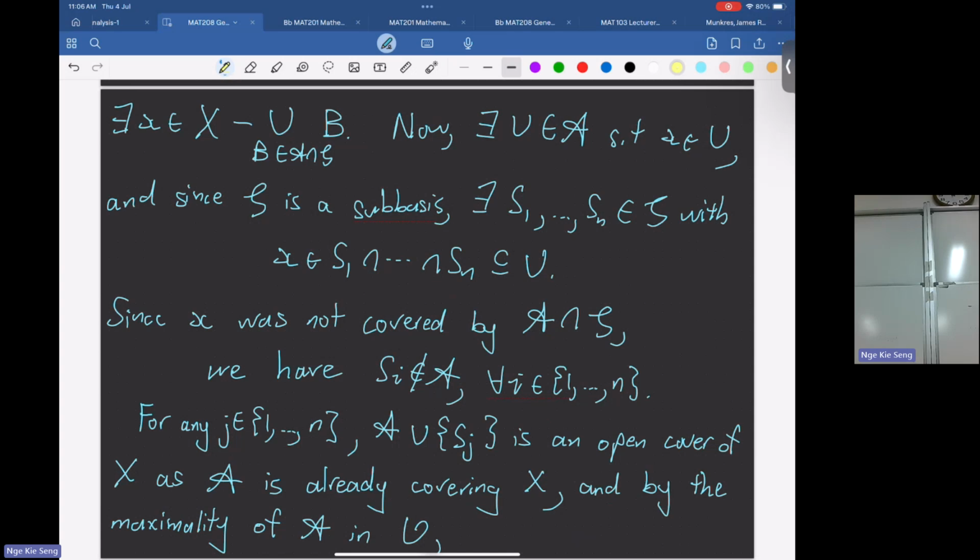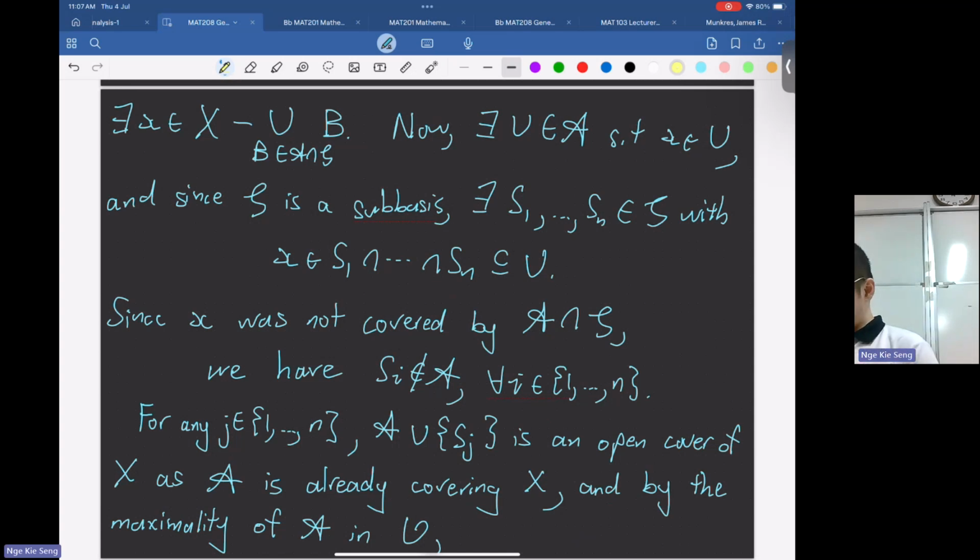And I said that A union with any of these Si or Sj here is an open cover of X because A is already covering X. But the problem here is this Si is not in A. And if it's in A, then we cannot find this complement. So each of them is not in A. I think this is the problem that Ziqian was a bit confused about. So yesterday I just claimed that it is an open cover that's greater than A. But why? Because this Sj is not in A. If it's in A, then A union Sj is just A.